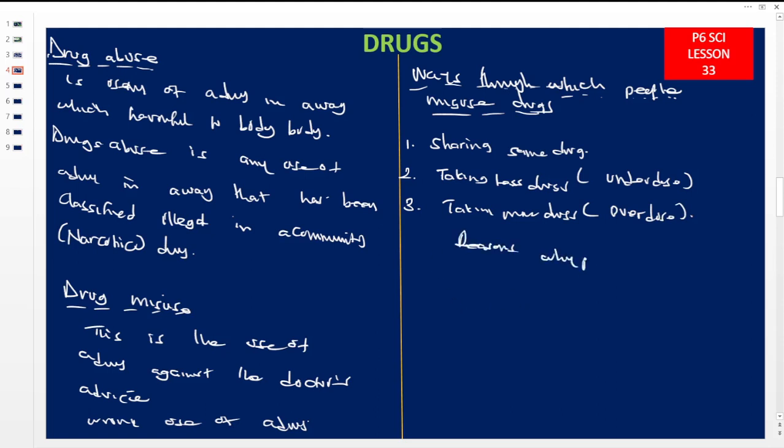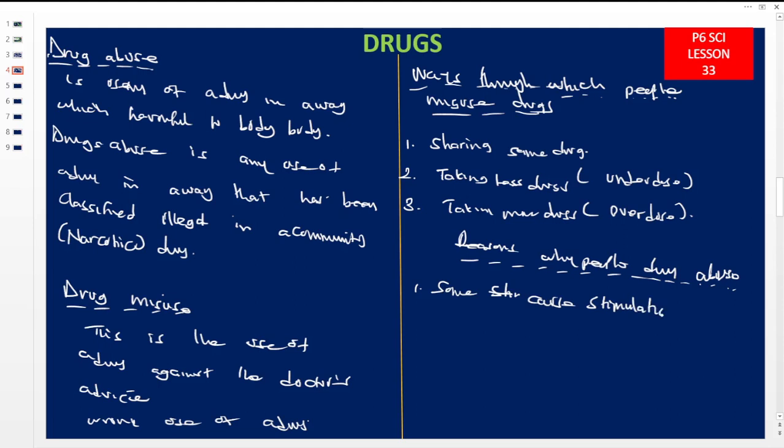Reasons why people abuse drugs. Remember, we said drug abuse is the use of a drug in a way which is harmful to the body, or that has been classified illegal in a community. Number 1, some drugs cause stimulation. Stimulation, so to relax. Others abuse drugs to relax.